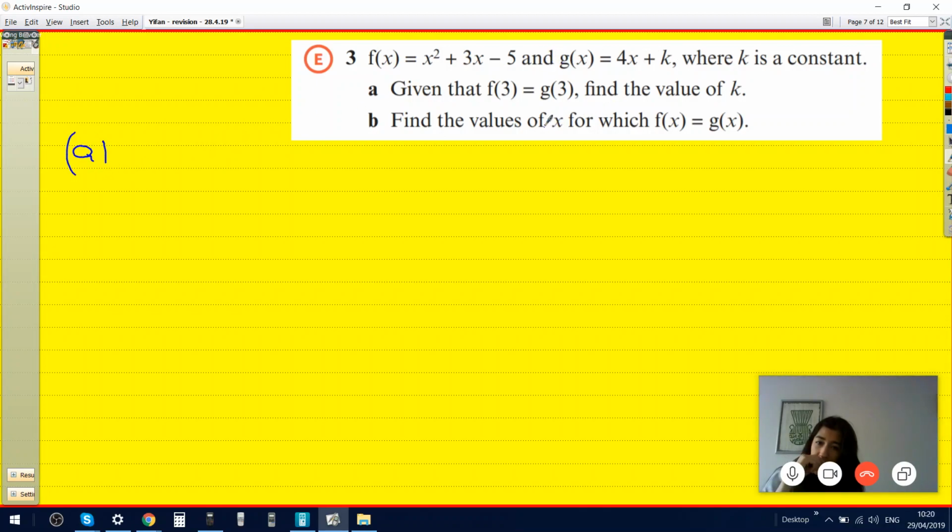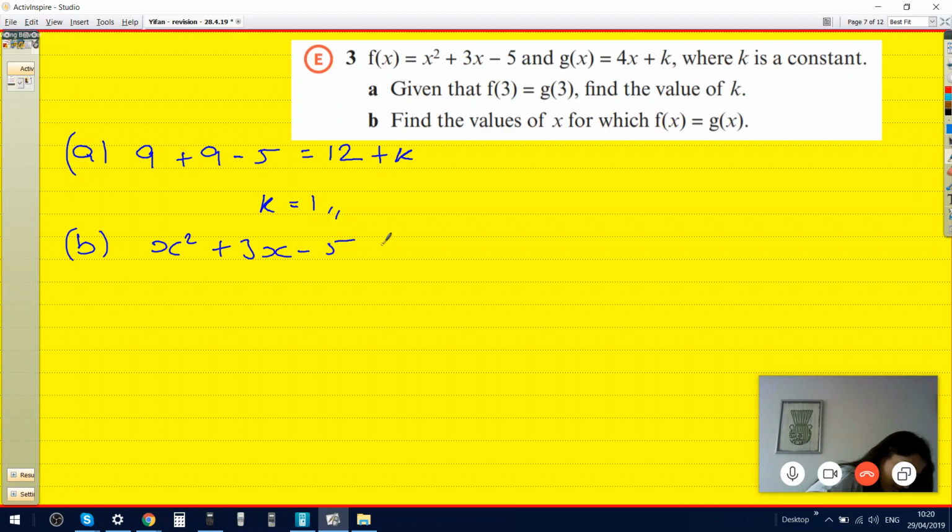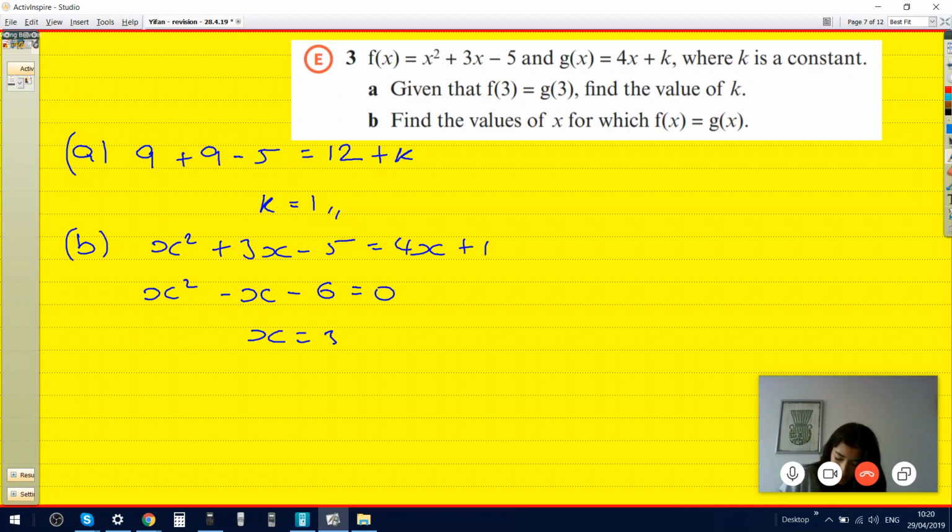Find the value of x for which fx equals gx. So x squared plus 3x minus 5 equals 4x plus 1. X squared, 3 minus 4 is minus x, minus 5 minus 1 is minus 6 equals 0. I'm just going to put that on my calculator. Do you want me to actually do that? Okay. 3 and 2 and minus 2. That's it. X equals minus 2. And I was just checking if you brought it all to one side.